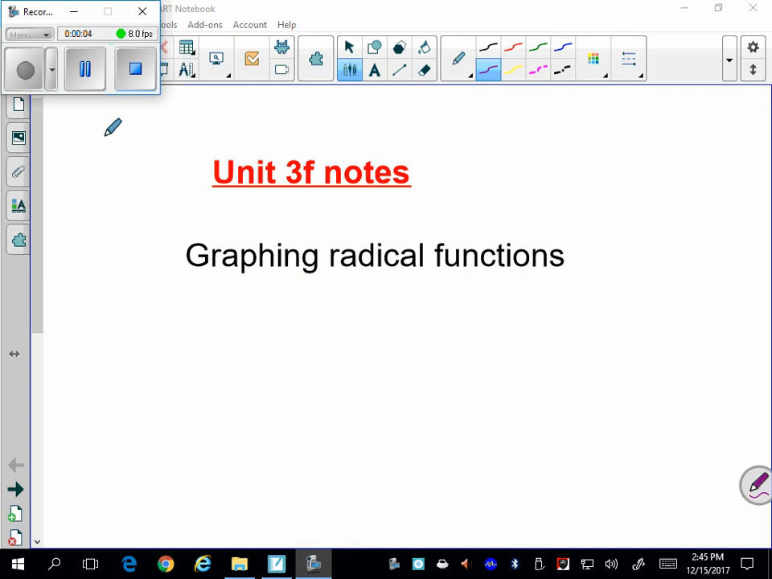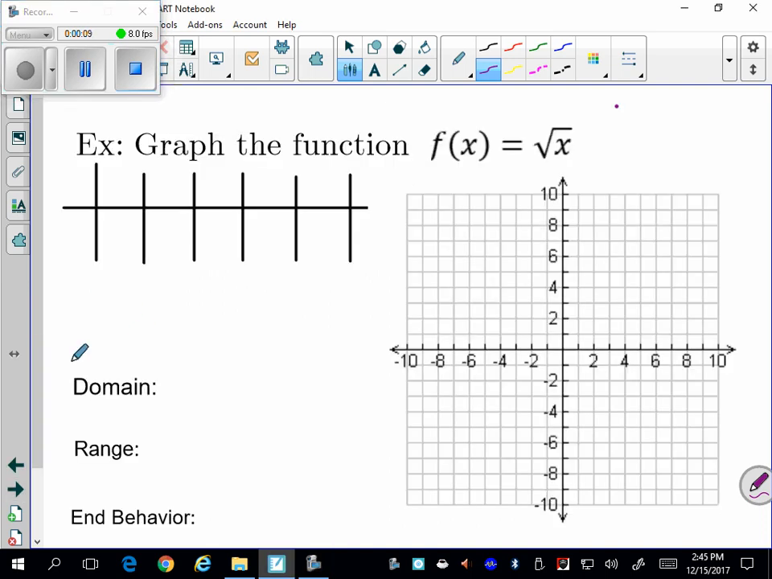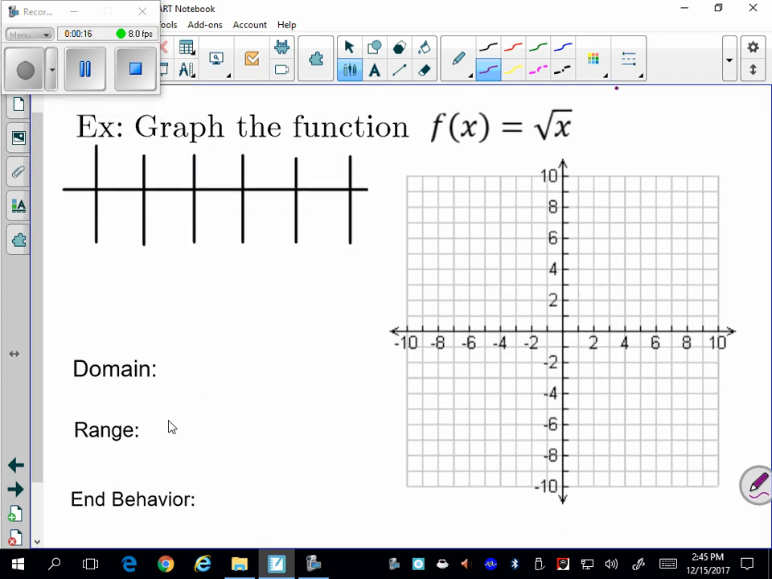So this is Unit 3 F notes. This is graphing radical functions. So here we're going to just be graphing radicals. Try to do this without a calculator. We're going to go through domain, range, and end behavior.